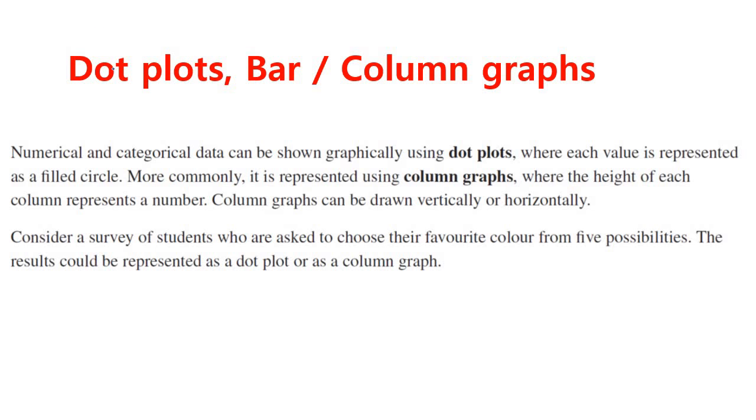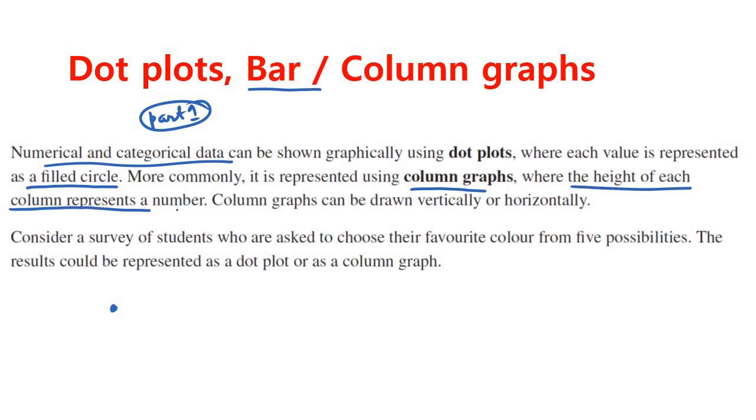So what are they? Numerical and categorical data can be shown graphically using dot plots. Now what is numerical and categorical data? You can see part 1 of our video, where we have talked about this extensively. This type of data can be shown graphically using dot plots, where each value is represented by a filled circle like this. So it is a dot. Also sometimes we use column graphs or bar graphs, where the height of each column represents a number. This is important.